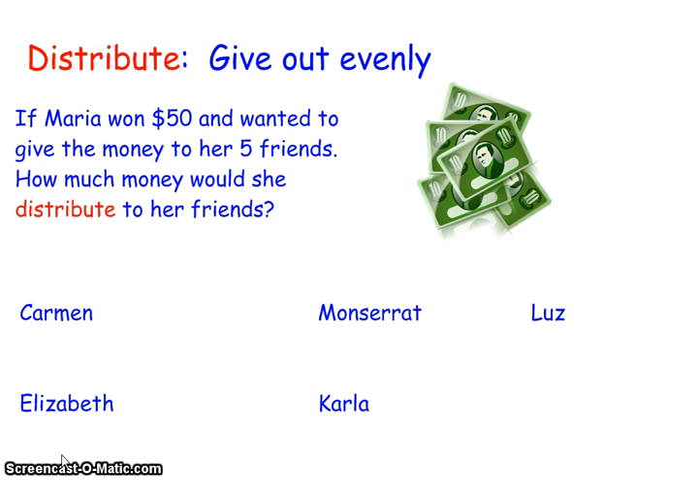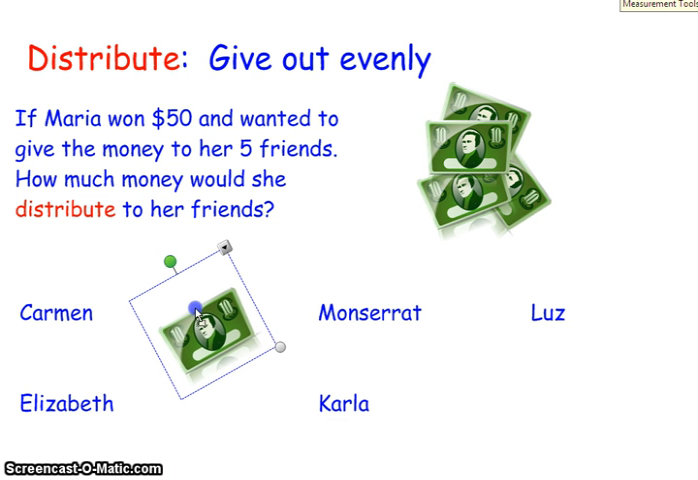So let's take a look at this word problem real quick. If Maria won $50 and wanted to give the money to her 5 friends, how much money would she distribute to her friends? Well, first of all, Maria is a very generous human being because I like to keep my money. But let's just say she has these $50.